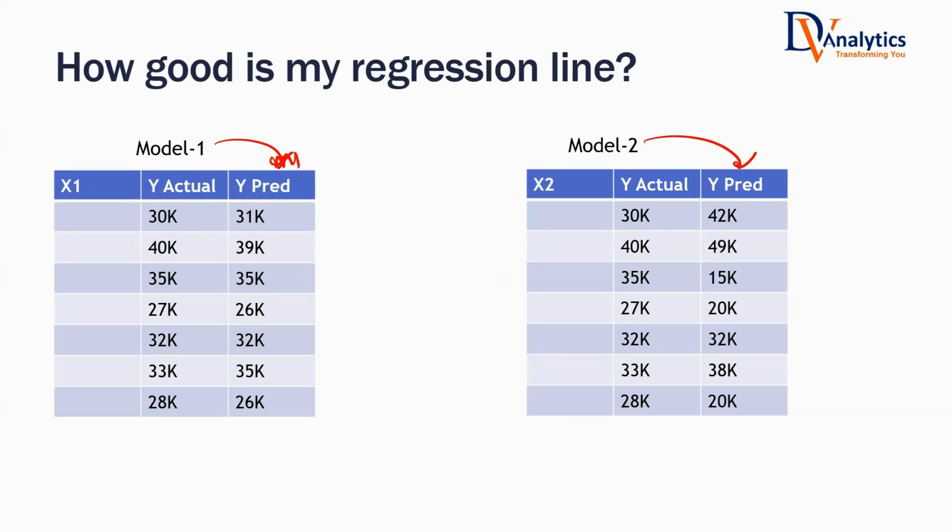If I tell you, these are the two tables: this is the table model M1 gave, and this is the table model M2 gave. If I ask you to pick one out of these two tables, which model do you think is doing a good job? Is it model M1 or is it model M2? If you had to pick one out of these two models, which model would you pick?